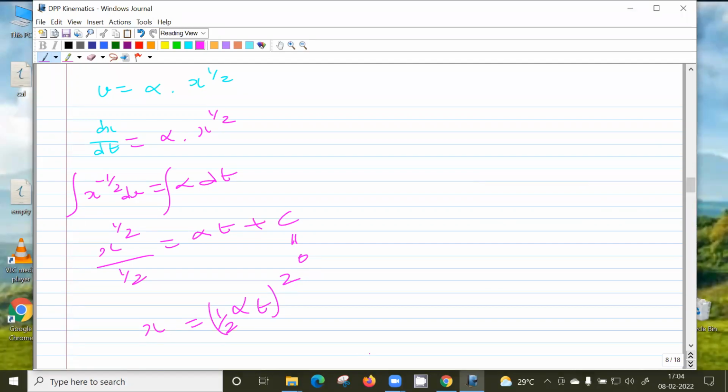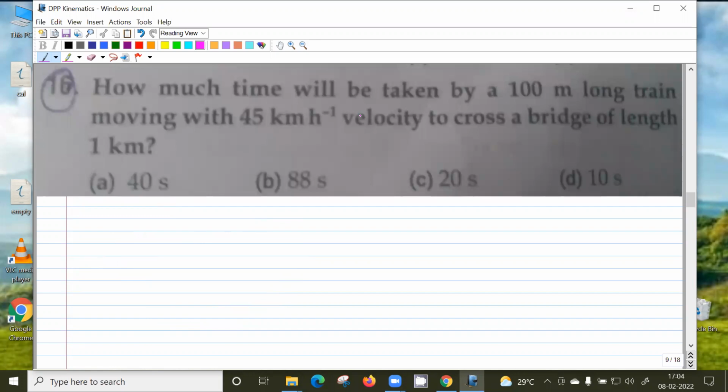Yes, sir. Okay. How much time will be taken for a 100-meter long train? Okay, this is also very simple. Only one simple catch is there. Can you solve it? See, 100-meter long train to cross a bridge of length. Okay, so this is a bridge, and this distance is 1 kilometer.